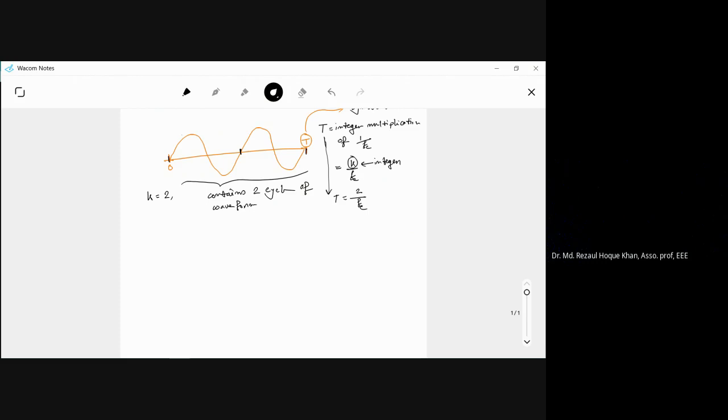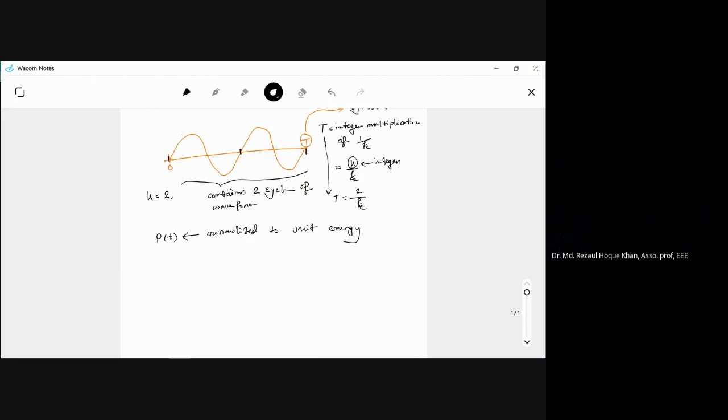Now the pulse p(t) is normalized to unit energy. For K equal to 2, we will show that pulse p(t) is normalized to unit energy.